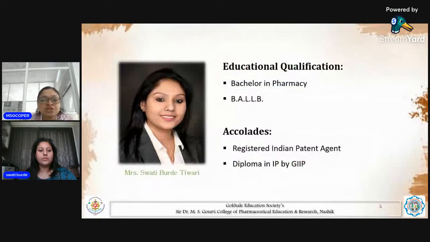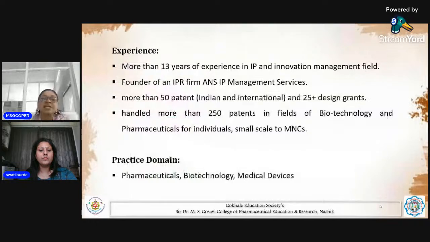As far as educational qualification is concerned, ma'am has a bachelor in pharmacy and BA LLB. She is also a registered Indian patent agent and has completed a diploma in IP from GIP, the Global Institute of Intellectual Property. Ma'am has huge experience in intellectual property rights, 13 years in intellectual property and innovation management. She is the founder of an IPR firm, ANS IP Management Services. Under that firm, she has filed more than 50 patents and 25 design patents and handled more than 250 patents in the field of biotechnology and pharmaceutical. The patent portfolio spans regional, small scale, and MNC clients also. Her practice domain is pharmaceutical, biotechnology, and medical devices.